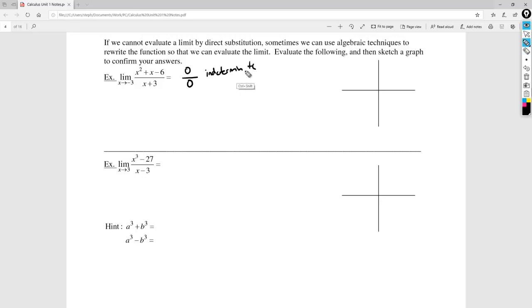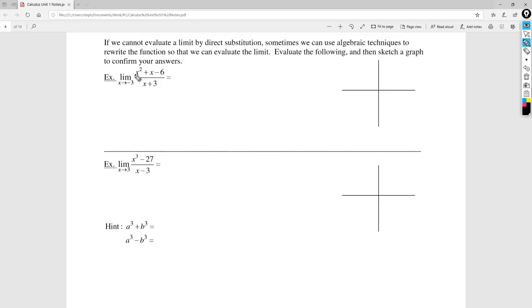Indeterminate form. Okay, and this doesn't mean that your function doesn't exist. This means that there's another way that we can solve this. Okay, that's all that means. So the first method that we're going to talk about is factoring.